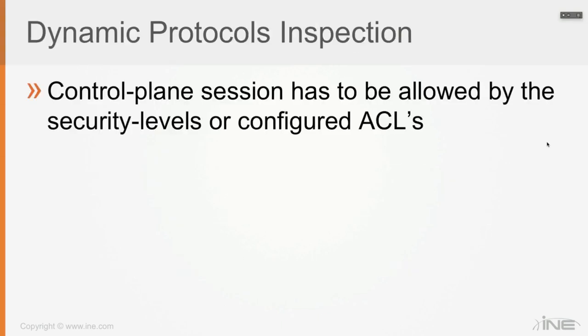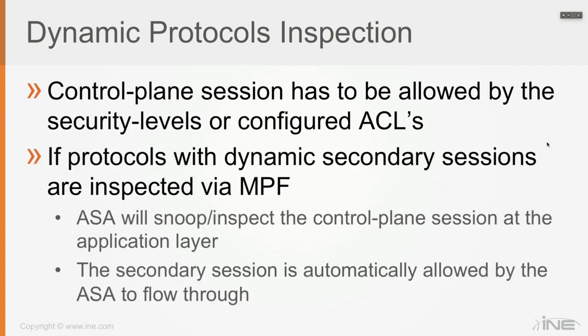So as I said, the control plane session has to be allowed by the security levels or configured ACLs. And if protocols with dynamic secondary sessions are inspected via MPF, then the ASA will snoop or inspect the control plane session at the application layer to see how the source and destination negotiate to run the application, like is FTP running in passive or active mode, which means who's going to initiate the data plane session and over which ports, and then the secondary session is automatically allowed by the ASA to flow through.